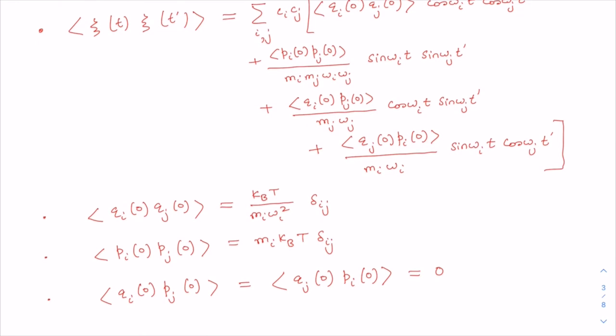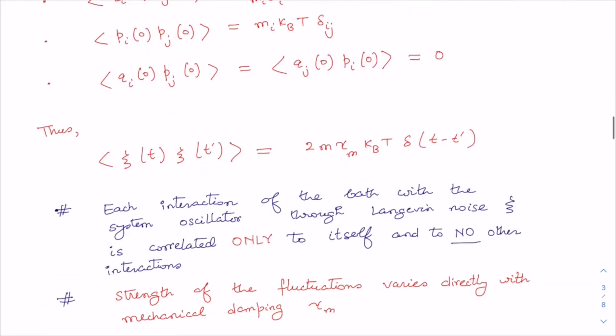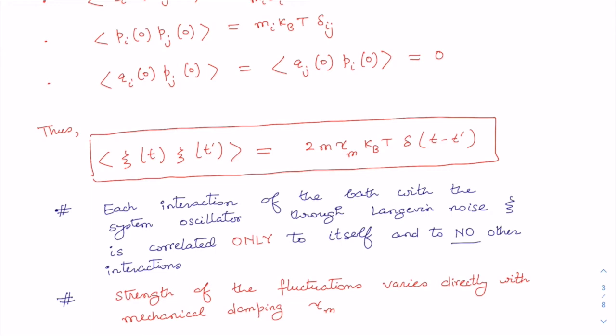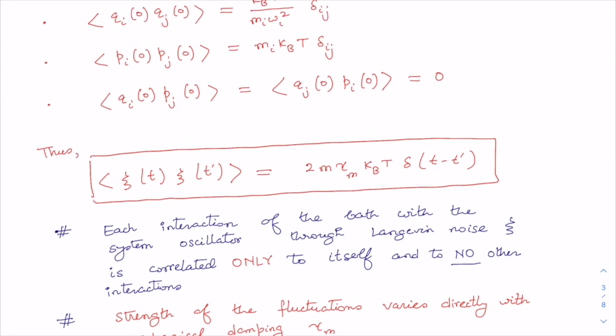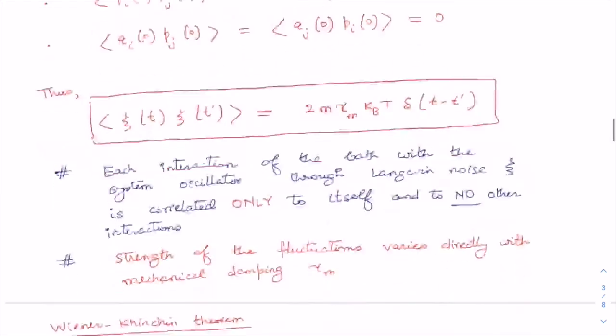The bath correlation function we calculated, and in the process we learned how to calculate the average value of various quantities. It turns out that the second moment, or the autocorrelation function, for the Langevin noise is an expression like this. Physically it says that each interaction of the bath with the system oscillator via the Langevin noise is correlated only to itself and not to any other interaction. Also the strength of the fluctuation varies directly with the mechanical damping parameter gamma m, which is again related to the so-called fluctuation dissipation theorem.